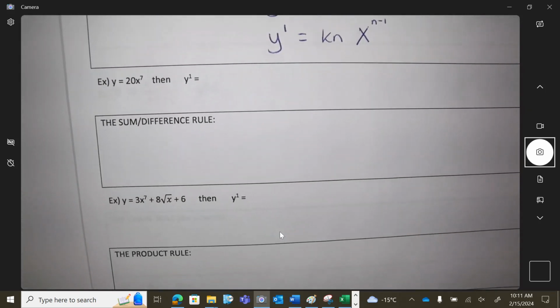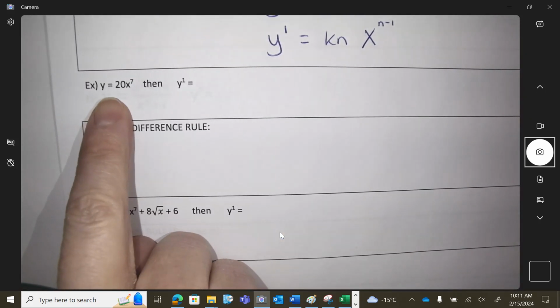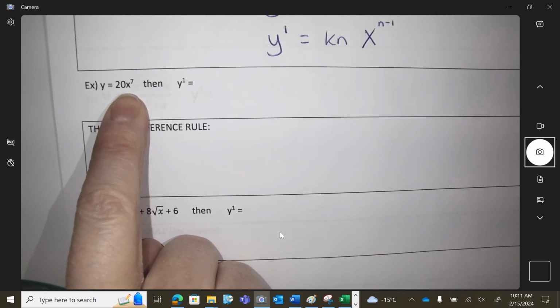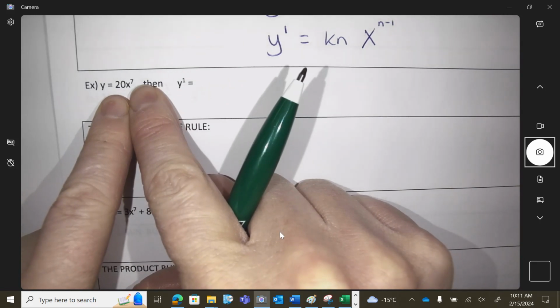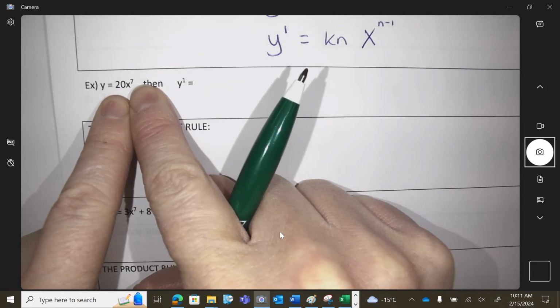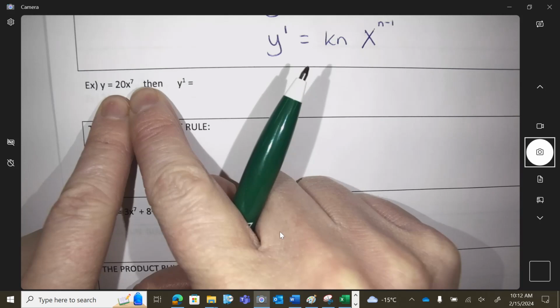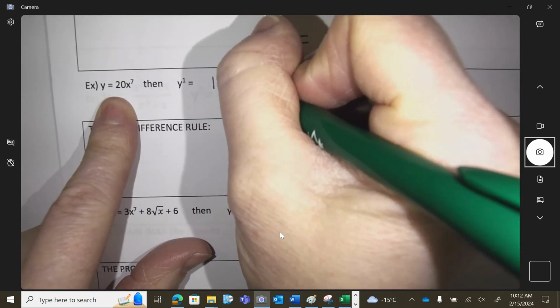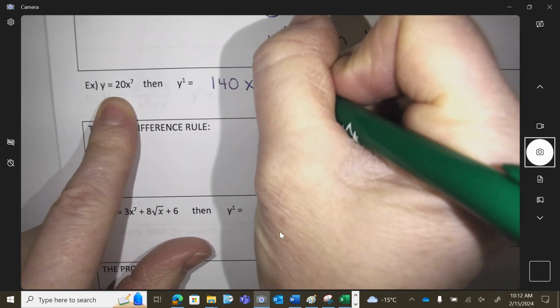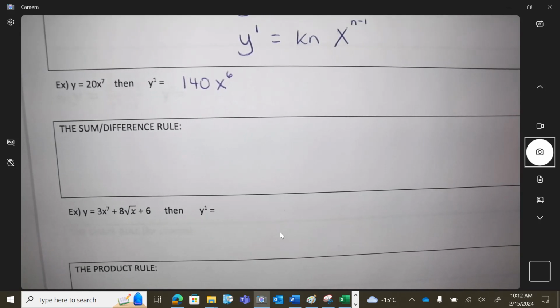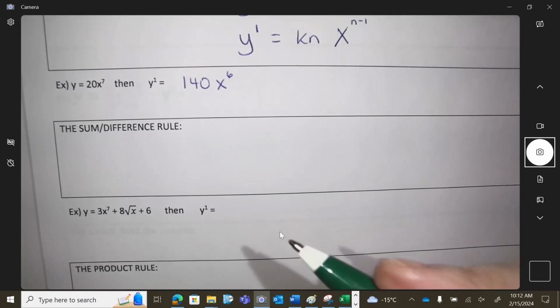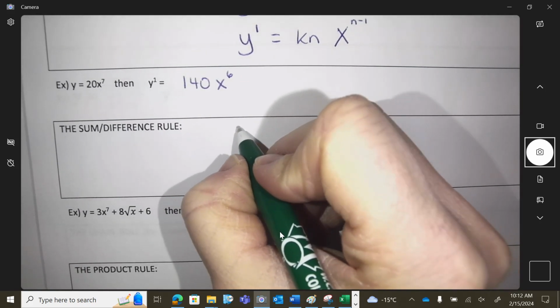Okay, so we've already done 2, we'll do 1 here. If this is our equation, 20x^7, then the derivative is, what's 20 times 7 without your calculator? 140. x to the 6, 1 lower. That's just what we did last. Yep, that's that one. Okay, sum or difference.